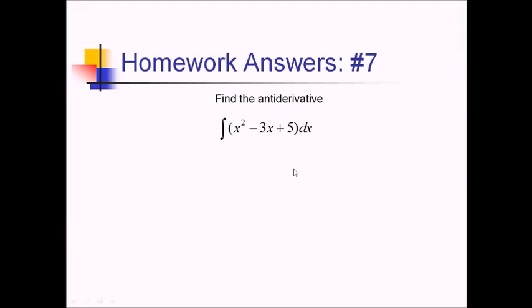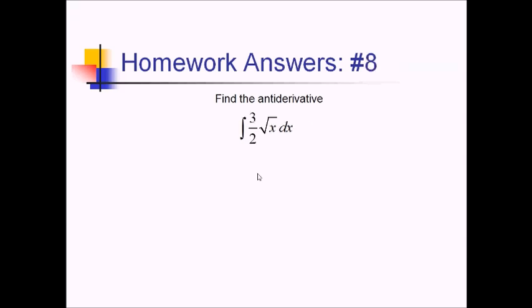For number 7, we're going to go term by term with the reverse power rule on this antiderivative. So we've got x to the 3rd now. We've got to bump that up to a 3. Dividing by the 3, we have 1/3 x cubed. And then this will become x to the 2nd. Dividing by 2, we've got negative 3/2 x squared. And finally, this will become 5x, and we have a plus c.